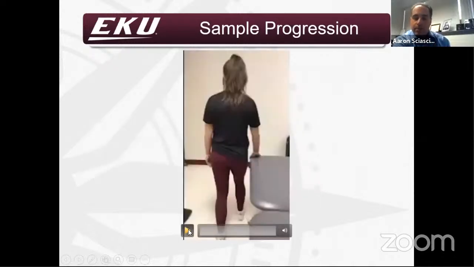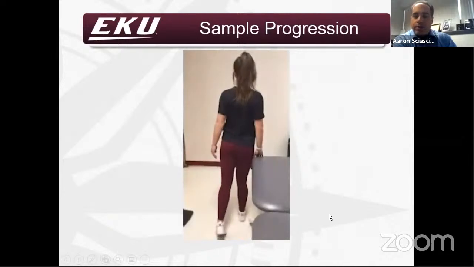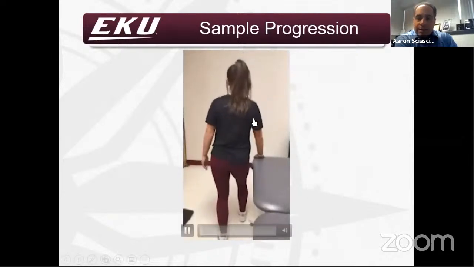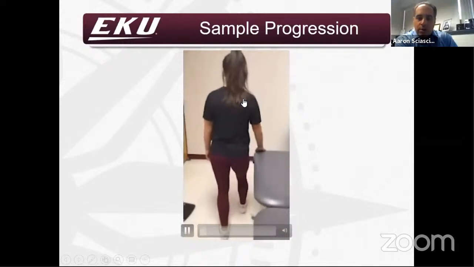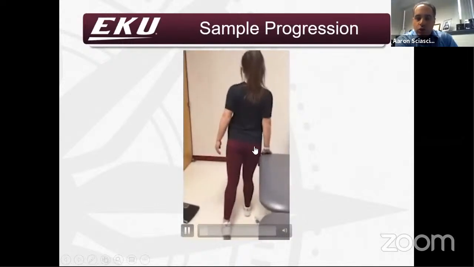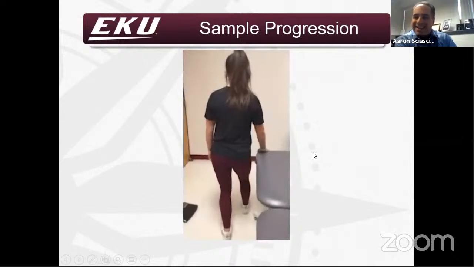So let me show you a sample. This is a maneuver we call the low row, so that you can see the arm is real close to the body. We're getting scapular retraction like we talked about, but it's the legs and the trunk that are facilitating the motion.